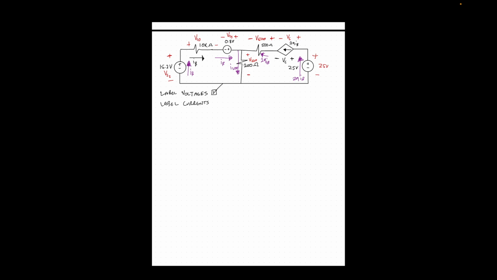All right, so let's just check. We have this current labeled. This current has been labeled for us. This current's labeled. This current's labeled. This current is labeled for us, and this current is labeled for us. So let's go ahead and check that off on our to-do list.